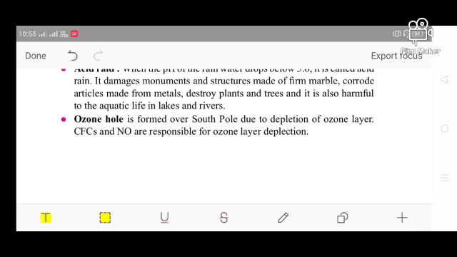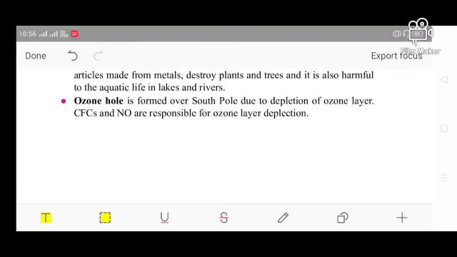After that, the ozone hole. What is ozone hole? Ozone hole is formed over the South Pole due to the depletion of the ozone layer. So how is the ozone layer formed? The ozone layer is formed by the mixing of the ozone molecules over the stratosphere layer.